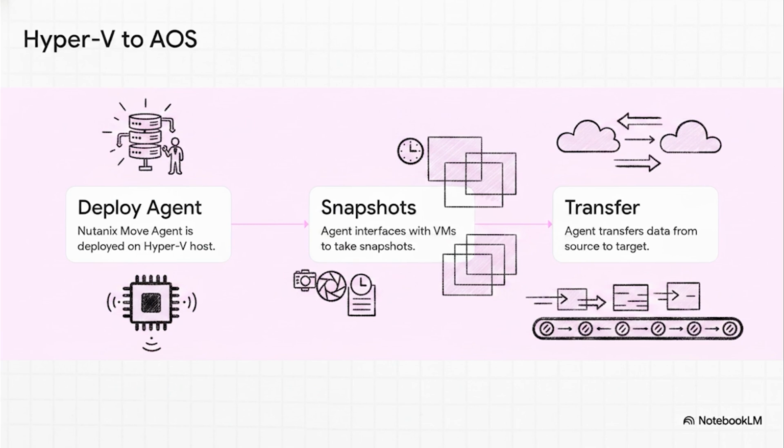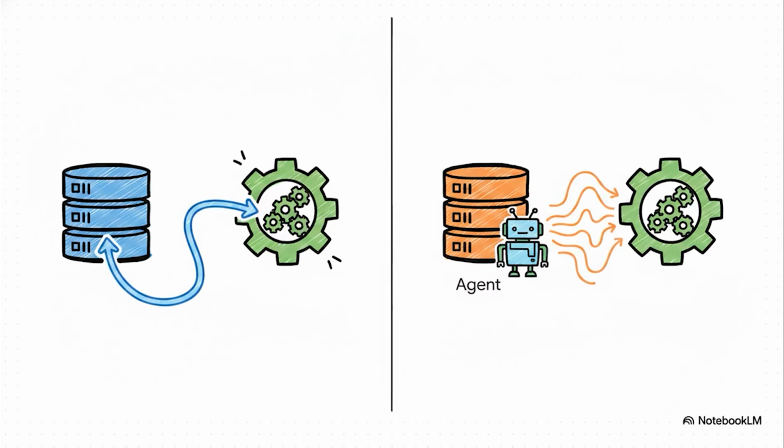Unlike vCenter, which gives you a centralized API for this, Hyper-V requires this local agent to work directly with the host to take accurate snapshots, collect source inventory, and securely facilitate the transfer of data from the source to the target. So the really crucial point here is understanding this architectural difference.